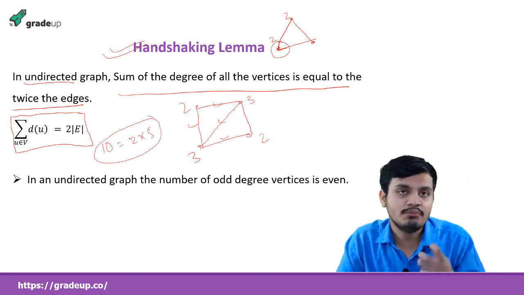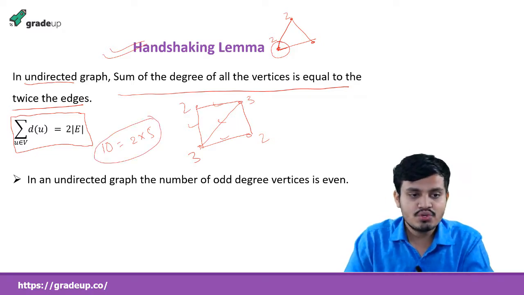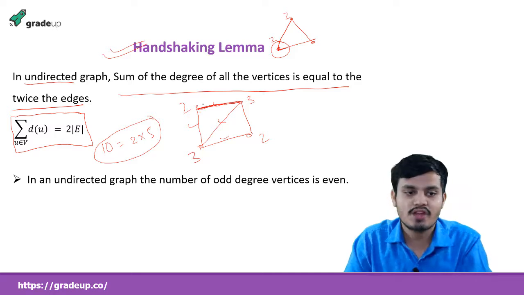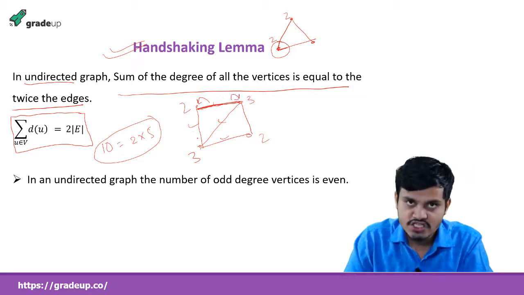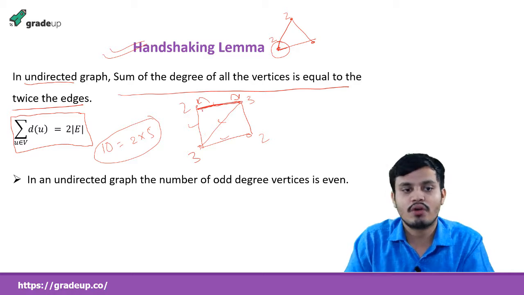You need to think intuitively. If you see any edge, suppose this edge, this edge contributes twice. How is it contributing? It is contributing to the degree of this vertex and to the degree of that vertex. So every edge is contributing 2 times, to 2 different vertices.